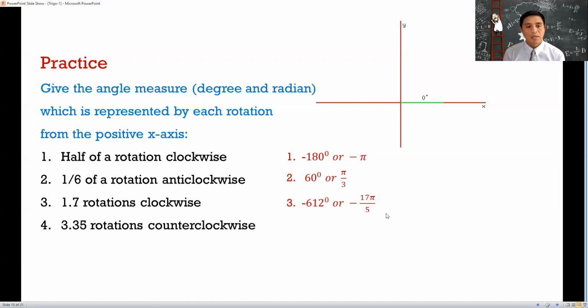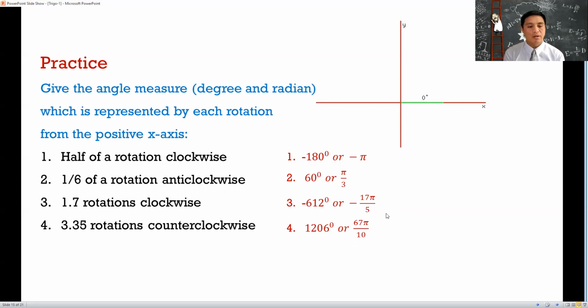Number 4. What is the angle 3.35 rotations counterclockwise? Again, it is counterclockwise, so the angle must be positive. And what is 3.35 times 360 degrees? The answer is 1,206 degrees. Okay, so 3.35 times 360 degrees is 1,260 degrees.